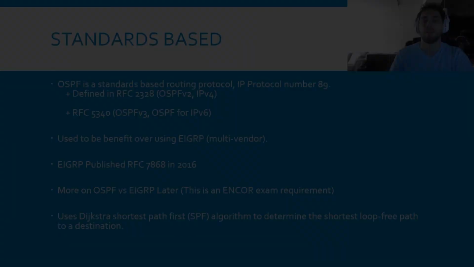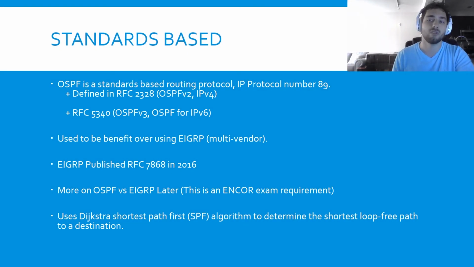Let's begin. So what is OSPF? Open Shortest Path First is a standards-based interior gateway routing protocol. OSPF uses IP protocol number 89. This is an important fact that you just need to memorize. OSPF version 2, which is for IPv4, is defined in RFC 2328. OSPFv3, which is for IPv6, is defined in RFC 5340. OSPF is a link state protocol that uses the Dijkstra algorithm to determine the shortest loop-free path to a destination.